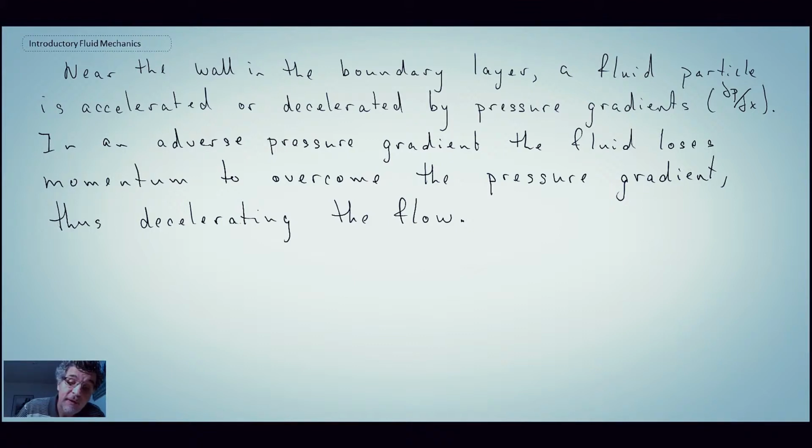And what happens is a fluid particle moving right along the wall has to overcome whatever the pressure gradient might be. And so the fluid particle could either be accelerated if we have a favorable pressure gradient, or if we have an adverse pressure gradient, it's actually being decelerated. So in the case of an adverse pressure gradient, because that's the one that becomes quite interesting to look at, what happens is the fluid itself starts to lose momentum and it starts to slow down.